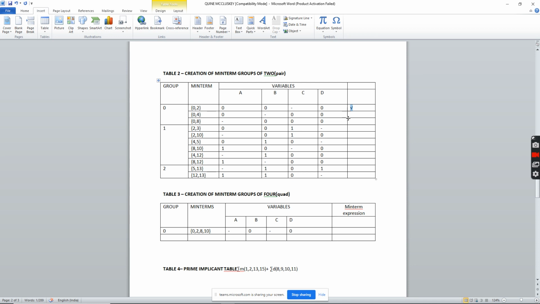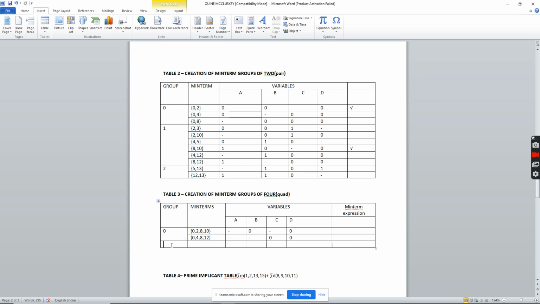I'll be copying this symbol 0, 2, 8 and 10. So I have pasted it here. Next, I'm having a hyphen here. 0, 4, 8, 12. Yes, it is possible. So I'll be pairing it. If I pair 0, 4 and 8, 12, it will be dash dash 0 0.